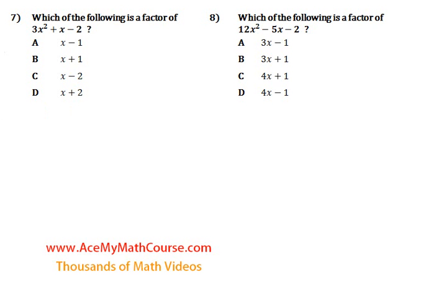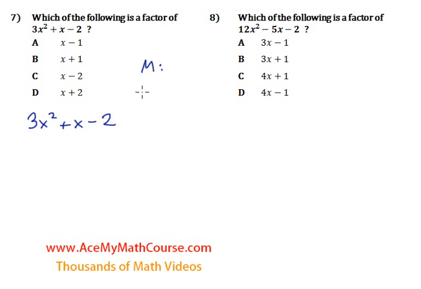Question number 7. Which of the following is a factor of 3x squared plus x minus 2? Okay, so anytime that the number multiplying the x squared is not 1, the first thing we need to do is try to see if we can factor out a greatest common factor. That's not the case here, because we have a 3, a 1, and a minus 2. So what is our next step then?